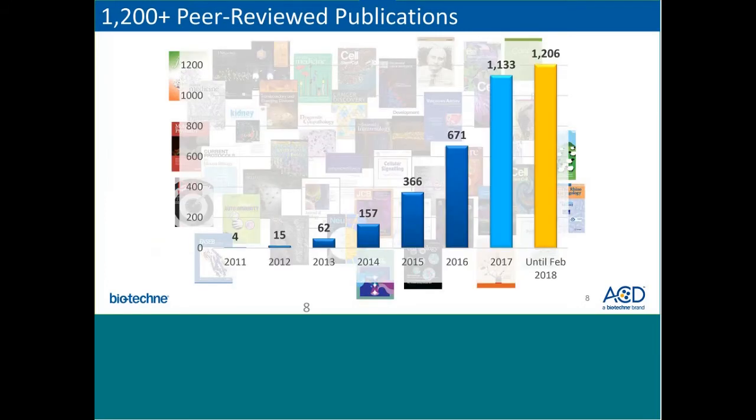This helps to ensure the specificity of the probes and to reduce potential background staining. To date, we currently have over 1,200 peer-reviewed publications using the RNAscope and BaseScope technologies. This has shown an increase in the market adoption of the RNAscope and BaseScope assays utilized in many different research and application areas.